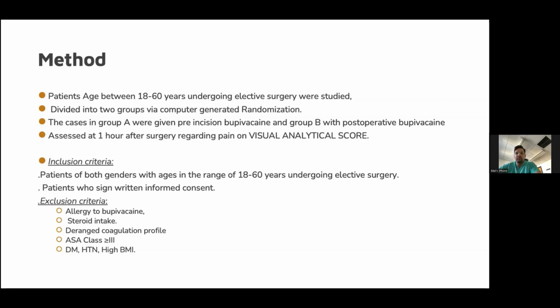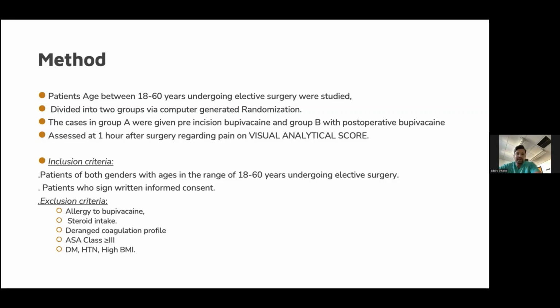So, method. I chose patients aged between 18 to 60 years undergoing elective surgery. I divided them into two groups via computer-generated randomization. The cases in group A were given pre-incisional Bupivacaine, and group B were given post-operative Bupivacaine. We assessed them at 1 hour after the surgery regarding pain on the visual analog score. We know there are different scores, and we have used the visual analog score in our study.